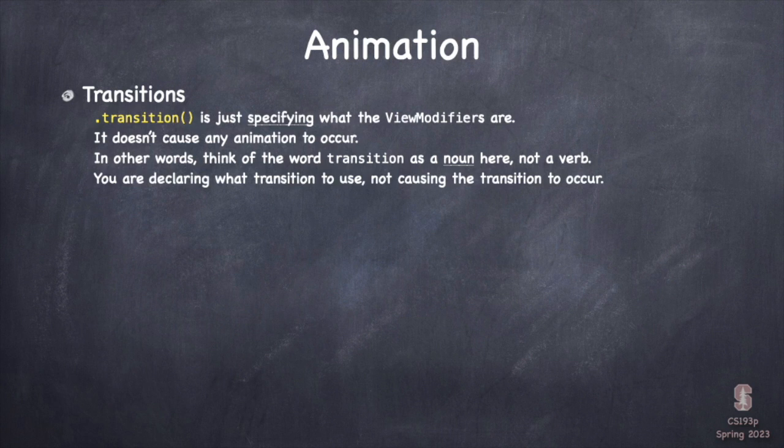The way you make a transition animation happen is you take a view off the screen or you put it on screen. That's what makes it happen. Dot transition is just saying which transition to use. So think of dot transition as a noun. Again, I emphasize this because we had students in previous quarters who said, help me, I called dot transition on this thing and it never transitioned. And it was because they weren't removing it or adding it. So dot transition there is the transition to use.